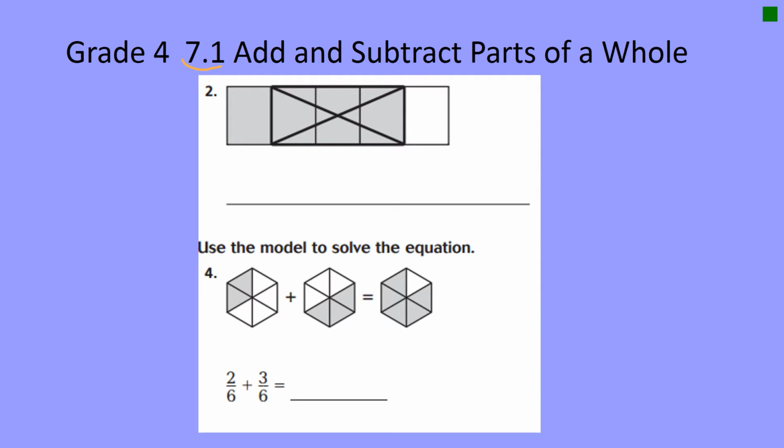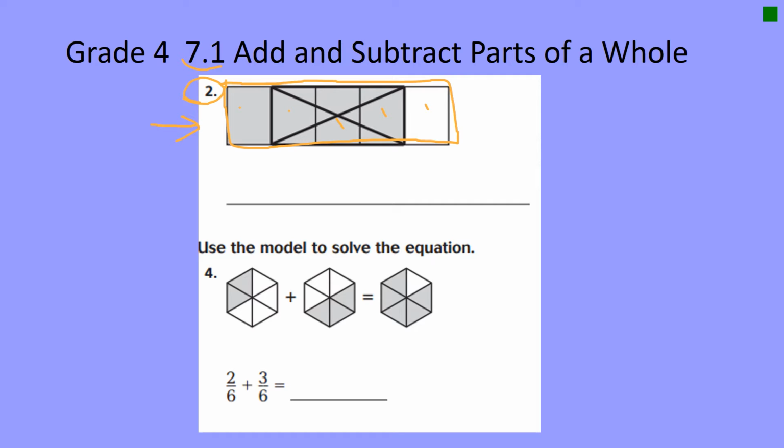All right, so I have cut the directions off here for number 2, so I'm going to read them to you. It says, use the model to write an equation. Okay? So we have to look at this model and write an equation. So the whole thing is this rectangle, and the rectangle has been cut into equal parts, right? 1, 2, 3, 4, 5. This rectangle has been cut into 5 equal parts.